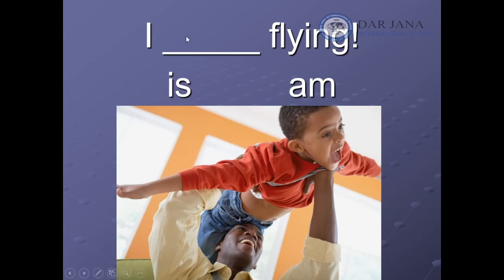Okay, I. Do you remember the rule that I told you in the beginning? What do I use when I'm saying I? I is flying or I am flying? That's right. I am flying. We always use am after I.